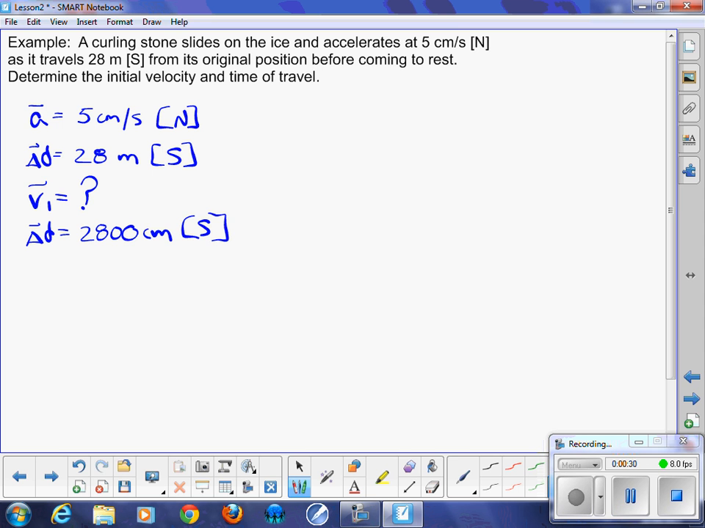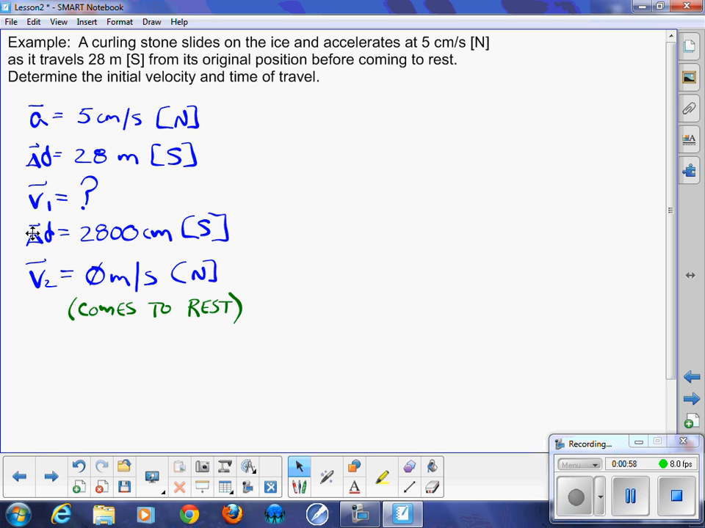V1 is what I want to know. I want to know what the initial velocity was. So I have two pieces of information. I need a third. So hopefully a bunch of you out there are saying, hey, you know the final velocity of this stone is 0 meters per second. It's come to rest. All right, it doesn't matter the direction we pick here. We'll say north because it comes to rest. So that being said, we have all the information.